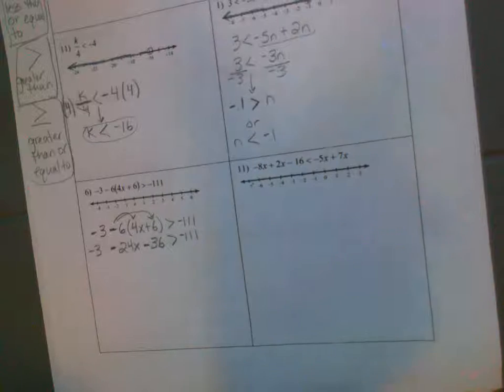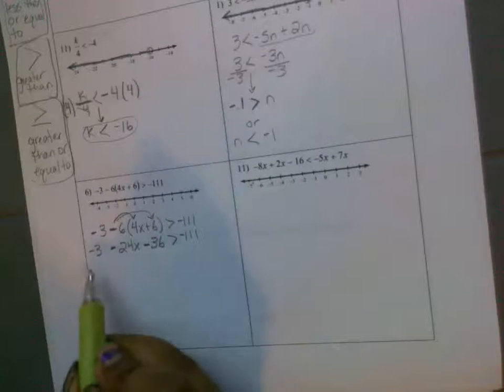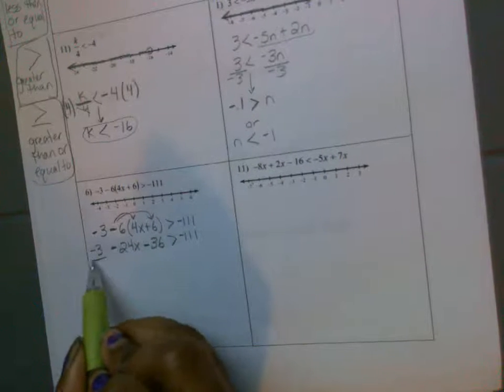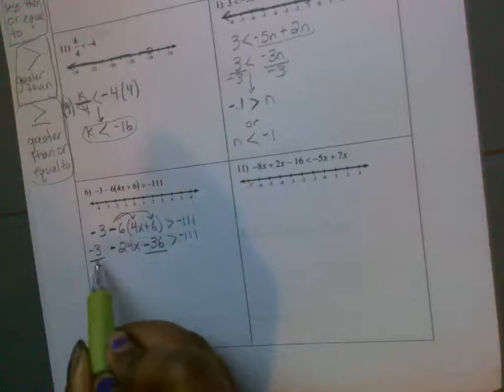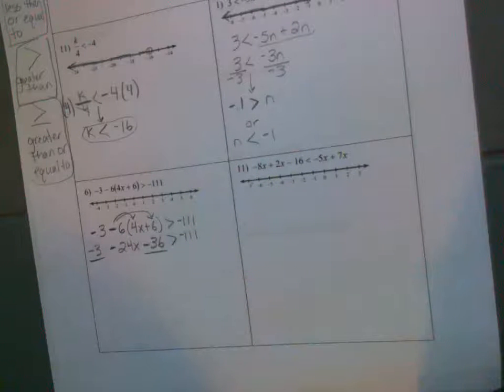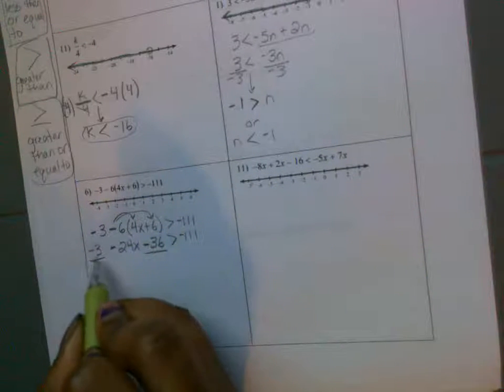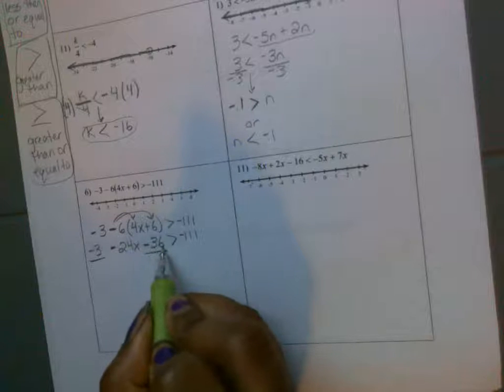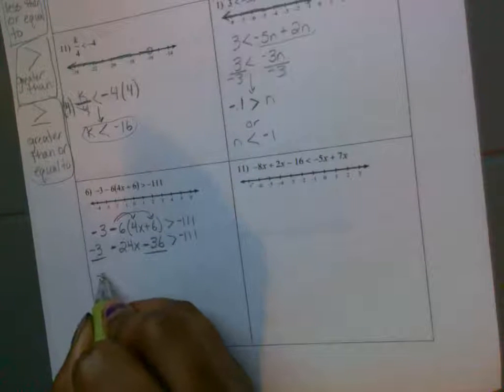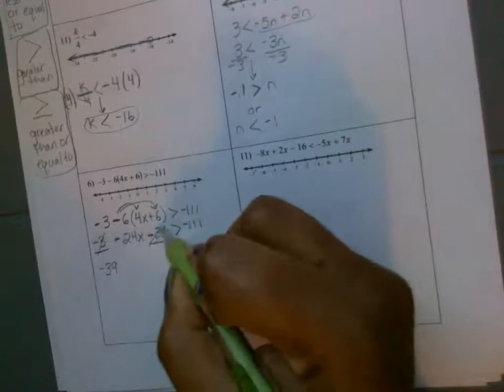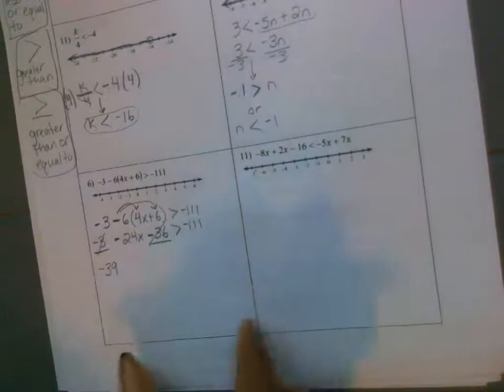The next step is to combine like terms. So we're going to combine only the terms that are alike. On this side, these two numbers are alike because neither one of them have variables attached. We have negative 3 minus 36. That gives us a negative 39. I'm going to mark these out so I know I've combined those. And I'm going to bring everything else down.